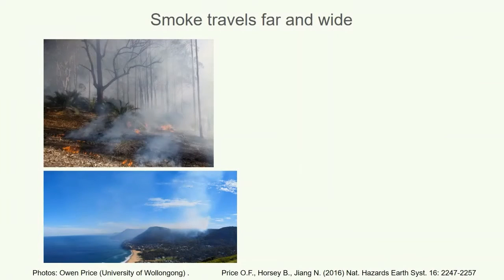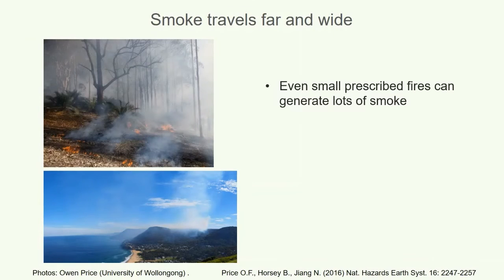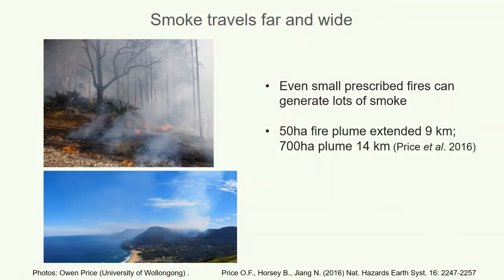Now the thing is, smoke travels far and wide, so a single small prescribed fire can generate quite a lot of smoke. A bit of work by Owen Price down at Wollongong and colleagues found that a very small 50-hectare prescribed fire has a smoke plume that can extend around 9 kilometres, and for a 700-hectare fire, the plume extended around 14 kilometres.